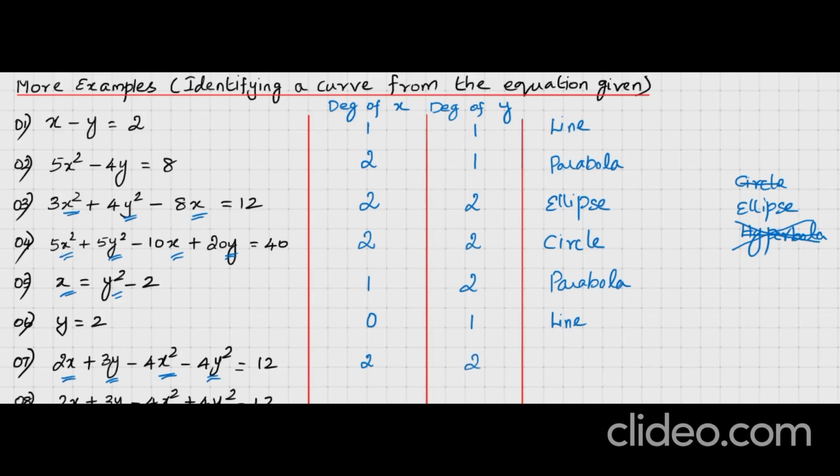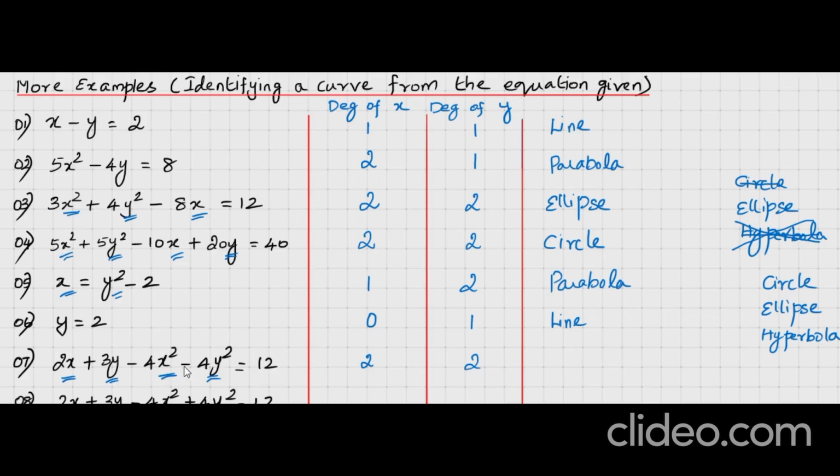Again, see, repeatedly we are writing the same thing. We are having three choices. If both the degrees of x and y were 2, we are having three choices. The choices were circle, ellipse or hyperbola. Okay. How to rule out the options? Again I am telling you, listen carefully.